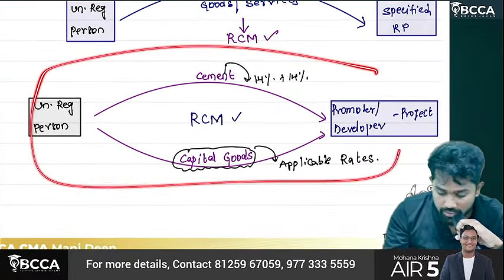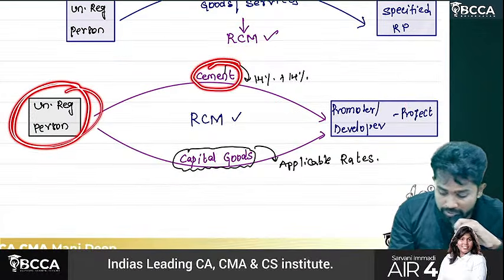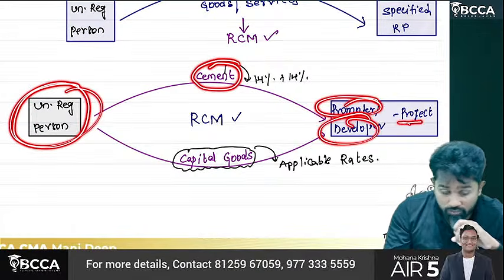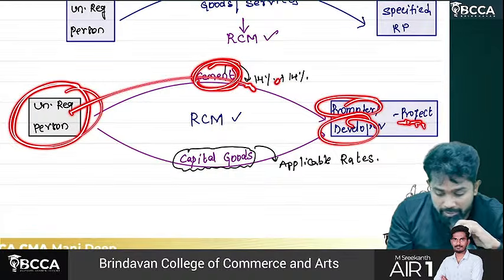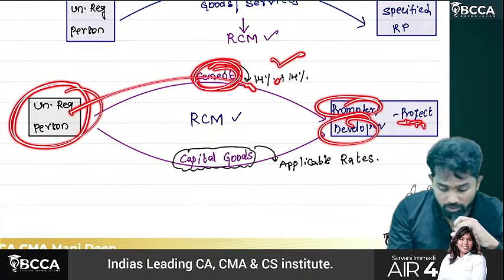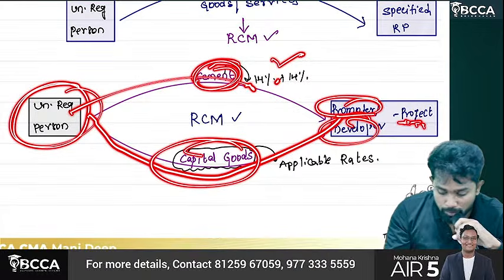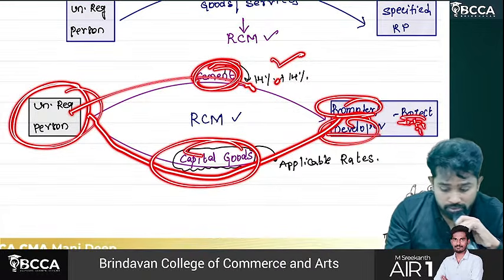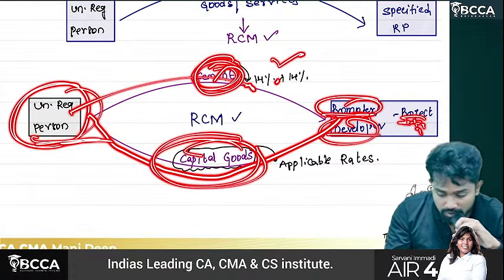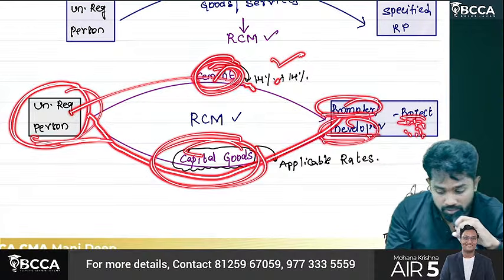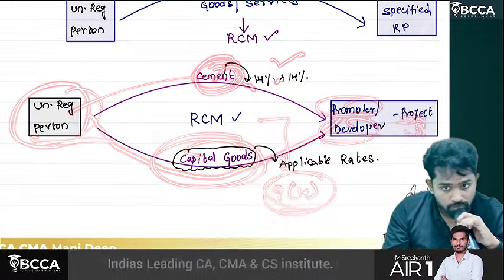Only this one is under 9.4. An unregistered person supplying cement to a promoter or developer of a project. What is being supplied, sir? Cement. Then on that cement RCM is applicable. Or else an unregistered person supplying capital goods to a promoter or developer of a project. So only cement and capital goods supplied by an unregistered person to a promoter or developer are covered under RCM under 9 subsection 4. Okay.